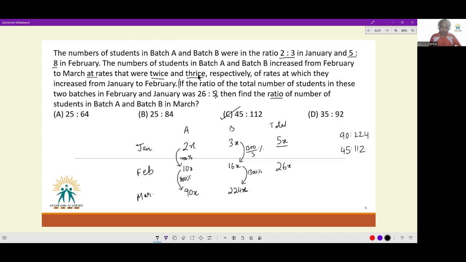This is a language-based question where you have to pay attention to the increase from February to March at rates that were twice and thrice respectively. So we have to only focus on rates. Don't do 5 times, so 10 times, and this times 5 by 3 times, so next would be 32 by 3 times. That wouldn't make sense. Okay, going on.